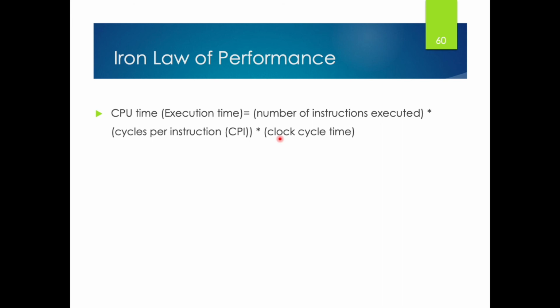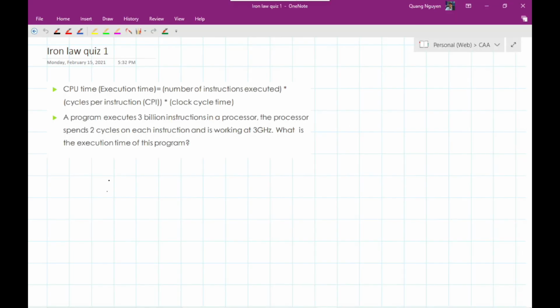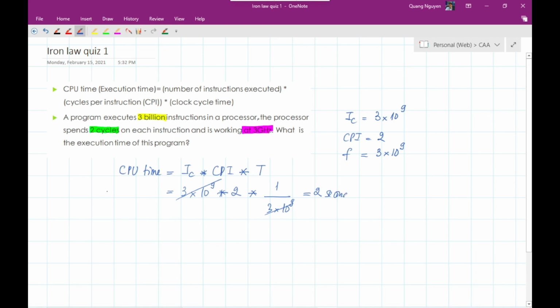This formula is obvious. Let's take the first quiz. A program executes 3 billion instructions on a processor. That means IC equals 3. The processor spends 2 cycles per instruction. The CPI equals 2. The frequency is 3 gigahertz. Now we use the formula and put the numbers here. That means this program, when run on this CPU at 3 gigahertz, will take 2 seconds to finish.